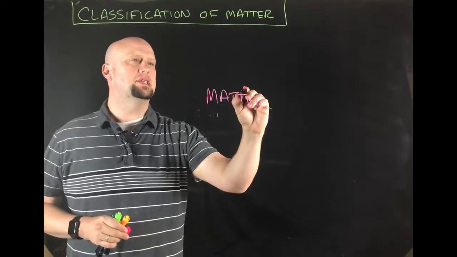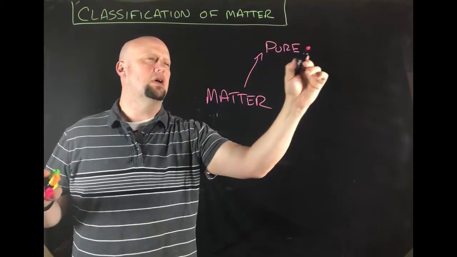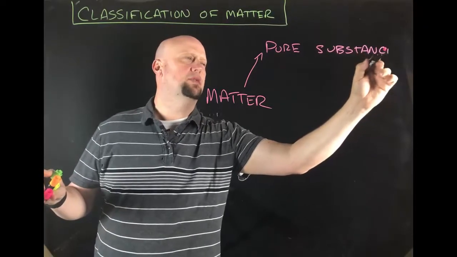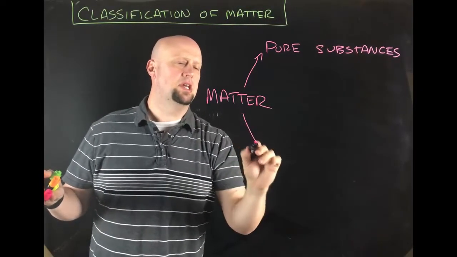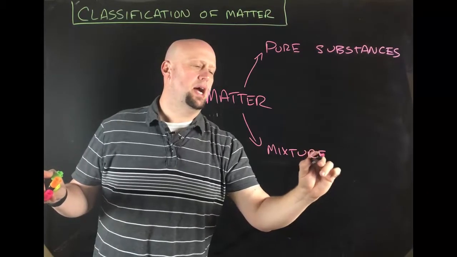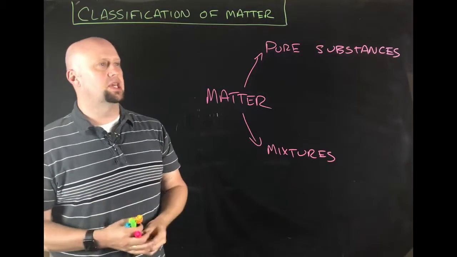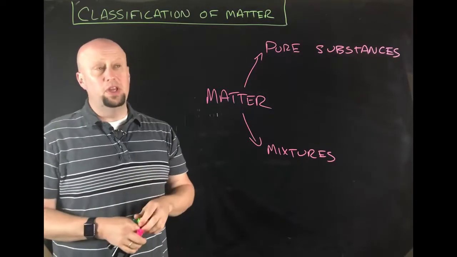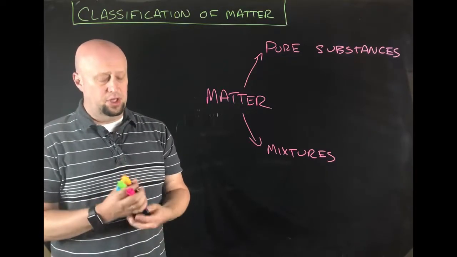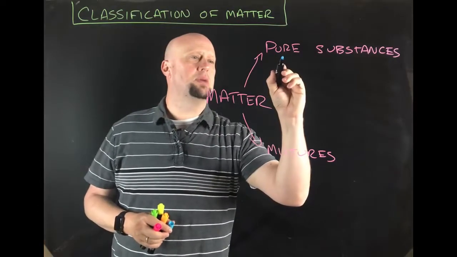So I want to break this down into pure substances and mixtures. We're going to talk about what each of these is and what that means. And undoubtedly, you've discussed some of these things in some of your other science classes as to what those things are. And hopefully you use the same definitions, but maybe not. So I want to make sure that we've all got a fairly good grasp on what a pure substance or what a mixture is.